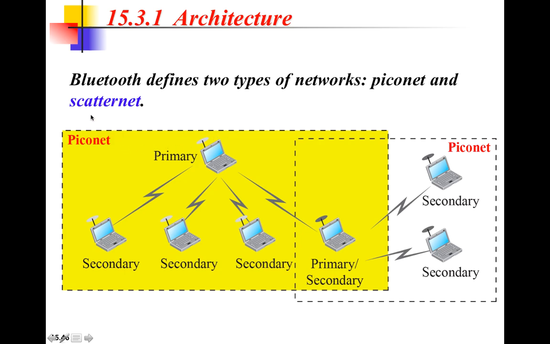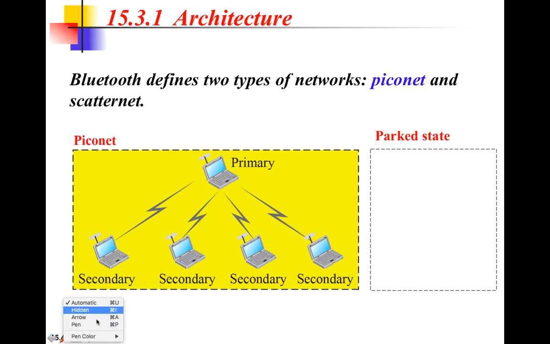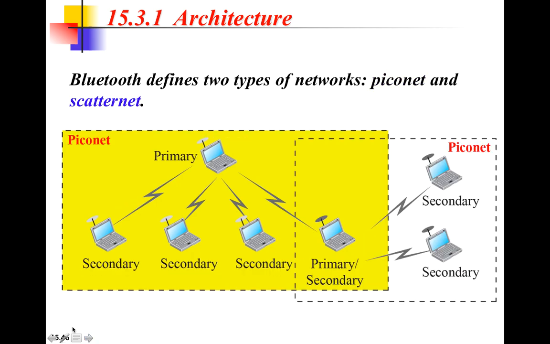We now look at scatternet. In here, you have a primary, you have secondary devices in this piconet. And what did we say? We said one secondary can only be under the control of one primary at any given time.